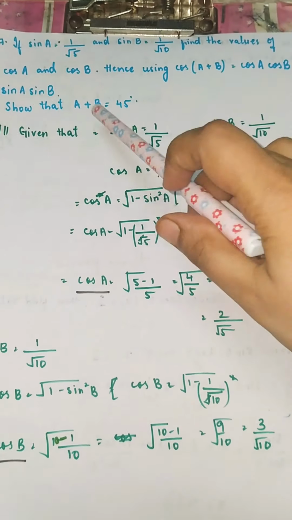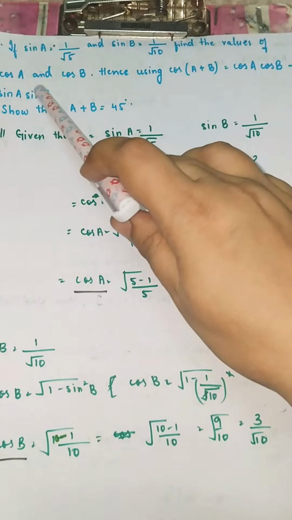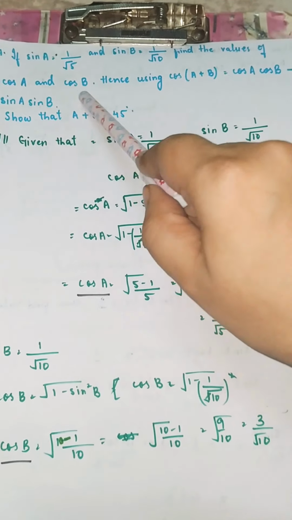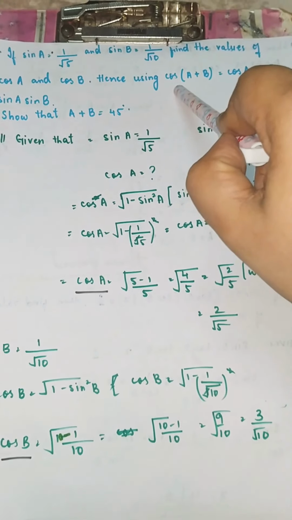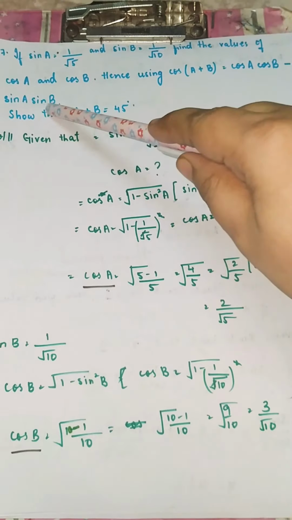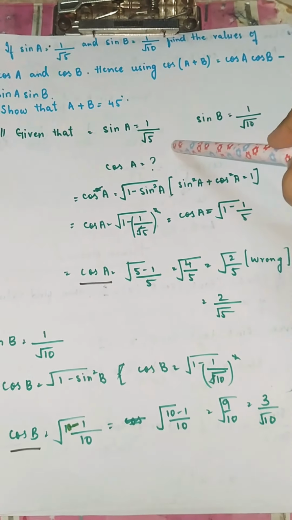Now 17th. If sin A is equal to 1 by root 5 and sin B is equal to 1 by root 10, find the values of cos A and cos B. Sin A and sin B are given. We have to find out cos A and cos B. Using this, cos (A plus B) is equal to cos A cos B minus sin A sin B. We have to show that A plus B is equal to 45. What is the given here? This is the given.